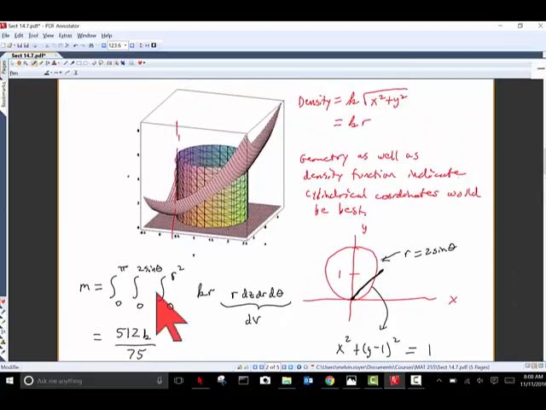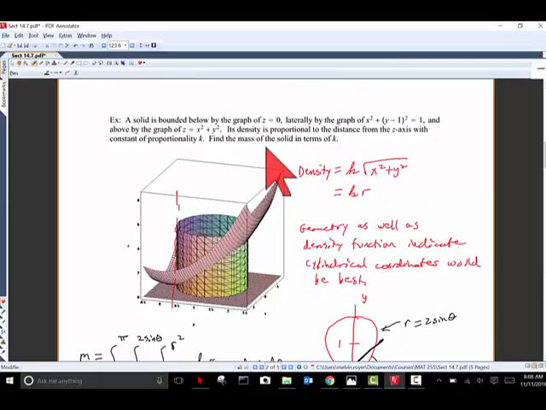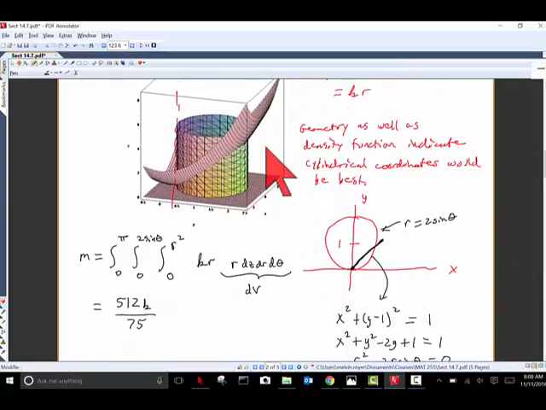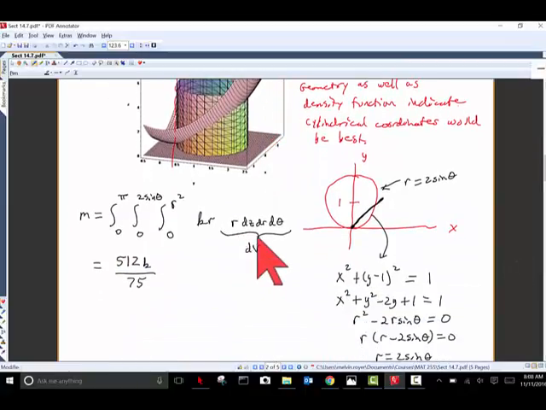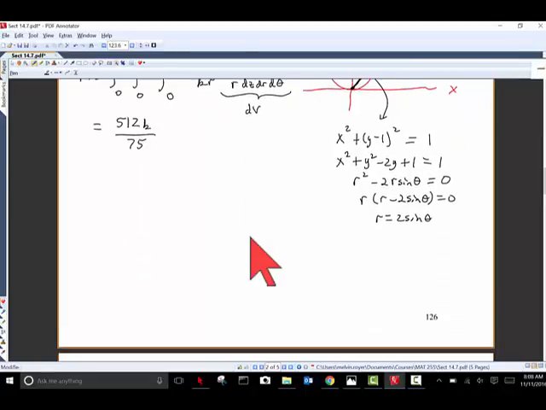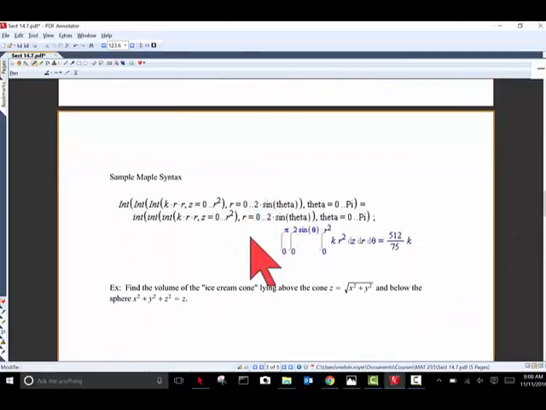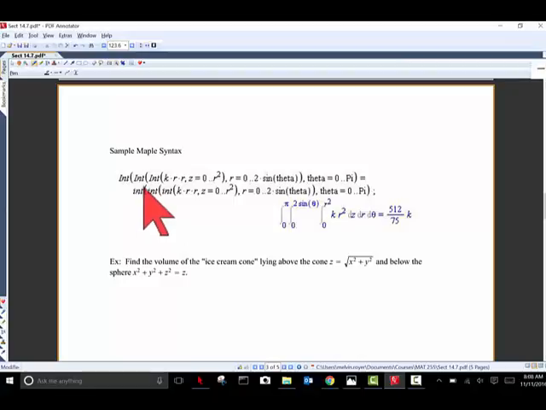So we were allowed to use k in our answer. Remember, find the mass of the solid in terms of k. All right, this is an easy integral to do by hand. Better yet, to use Maple. And so here is sample Maple syntax. You only need to type the content on the right-hand side. That's what actually cranks out the answer.